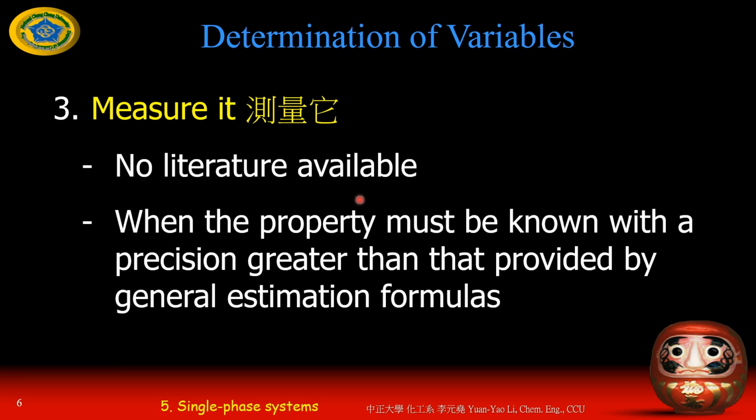This applies in the case where there's no literature available, or when the property must be known with a precision greater than that provided by general estimation formulas.